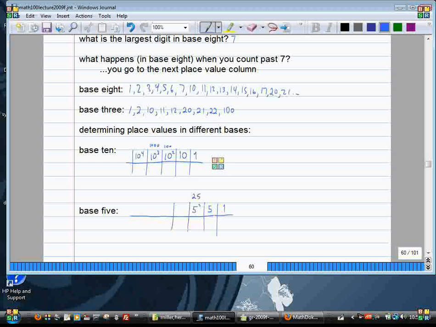And what about the next place value column? 5 cubed. And we should figure out what that is. It's 125. What about the next place value? 5 to the fourth. So we're going to want to figure out what that is. It's 625. And what about the next one? 5 to the fifth. And we're going to want to figure out what that is. It's 3125. I think you get the idea.